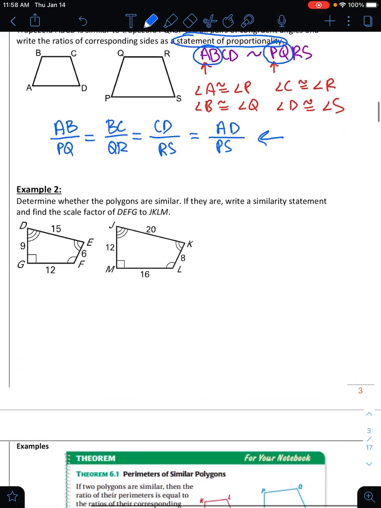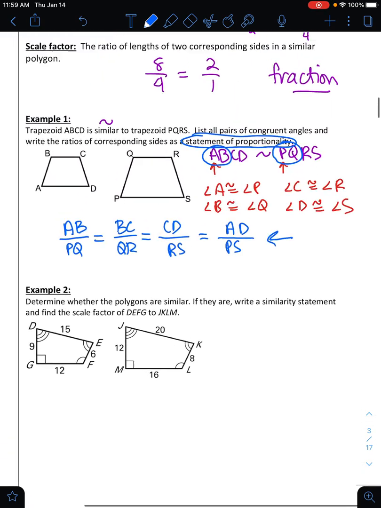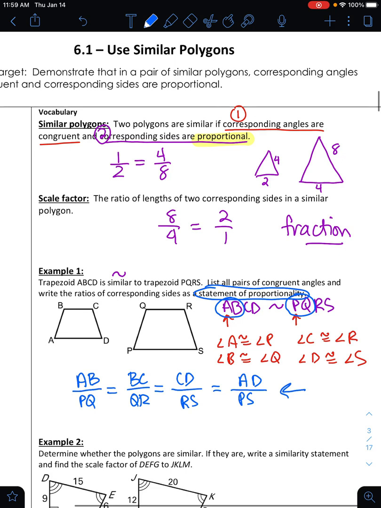All right, let's look at number 2 here. Determine whether the polygons are similar. If they're similar, write a similarity statement, and then find the scale factor of DEFG to JKLM. Okay, how do I determine if polygons are similar? Well, I go back to the top here. Polygons are similar if two conditions are met. So I'm going to check the angles, and I'm going to check the sides.